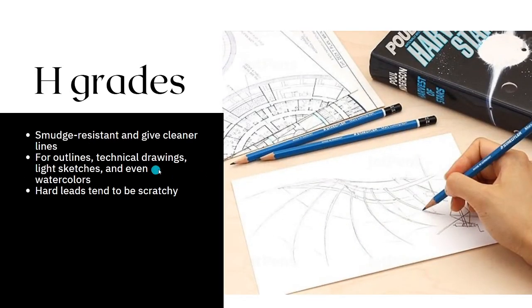So H grades. So ang H grades mao ni ang mga smudge resistant and would give cleaner lines. No, mao ni ang mga medyo hanap-hanap man. Medyo dili dark, medyo light nga mga lead sizes or lead nga shade. Okay? This is used for outlines, technical drawings, light sketches, and even watercolors. No? Ang H grade mao ni ang hard leads, murag scratchy gamay bitaw.